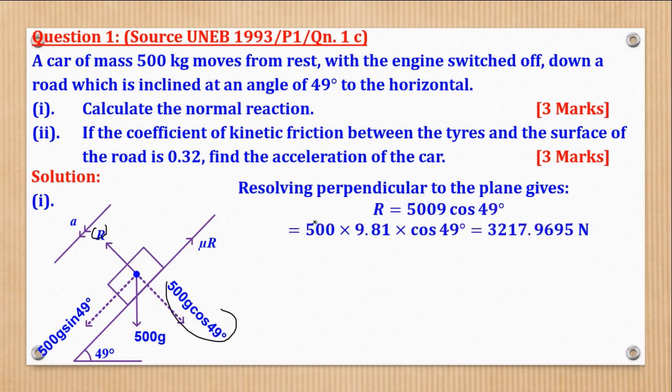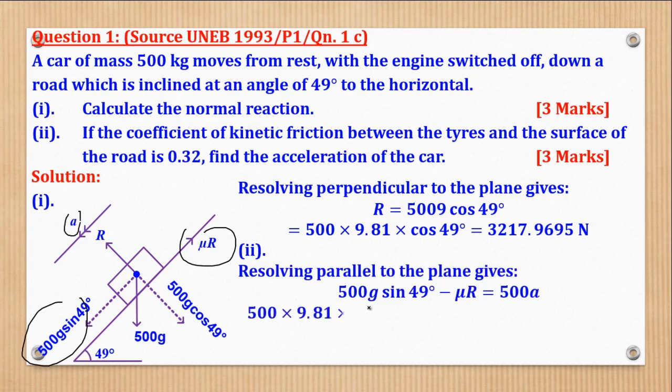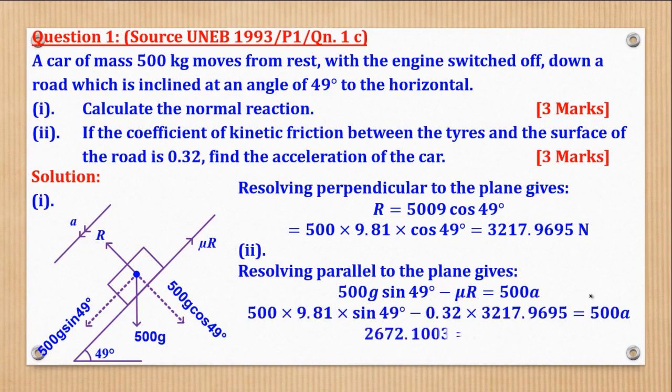Okay, they substitute for g to get this as the value of R. Then resolving, that is normal reaction R. Then, if the coefficient of kinetic friction between the tires and the surface of the road is this, find the acceleration. So we are going to resolve parallel to the plane to give you that. It gives this minus this equal to ma. Then substitute for g, substitute for mu, substitute for R to get the value of a. So simplify and the value of a will be that.